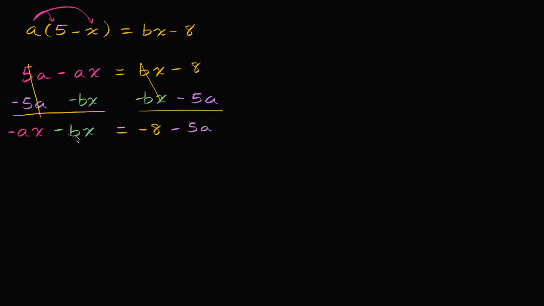And here I can factor out an x. And if I factor out an x, what do I have? And actually, one thing that might be nice, let me just multiply both sides by negative 1. If I multiply both sides by negative 1, I get ax plus bx is equal to 8 plus 5a. That just gets rid of all of those negative signs.